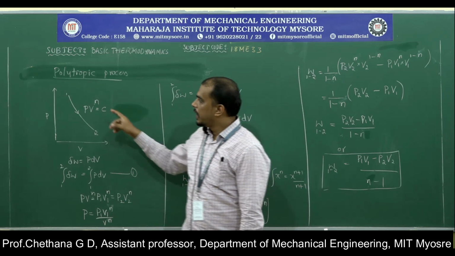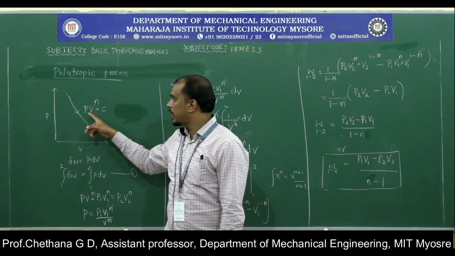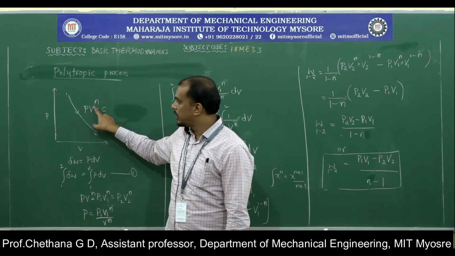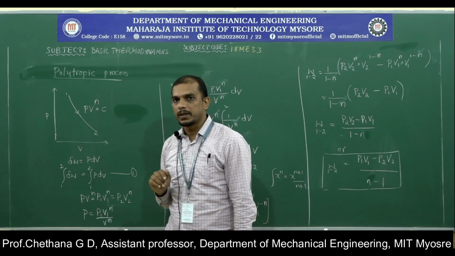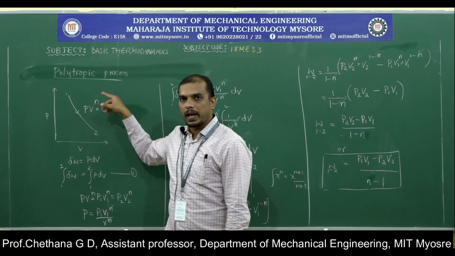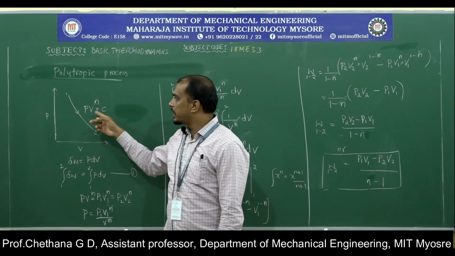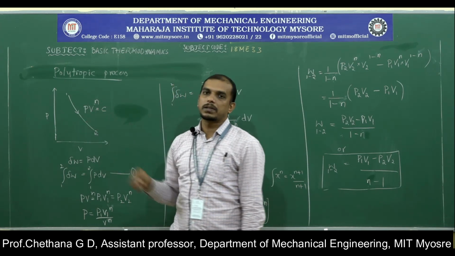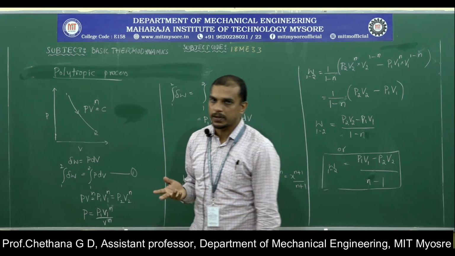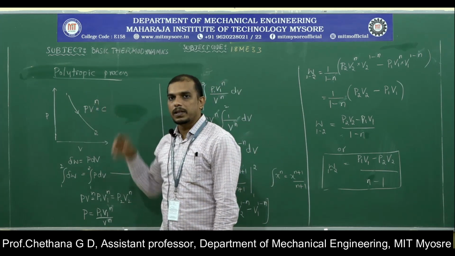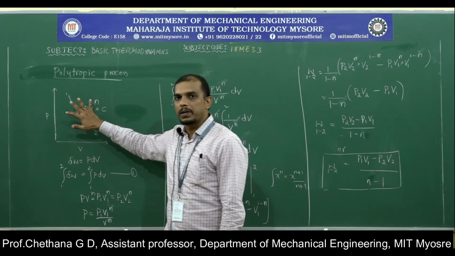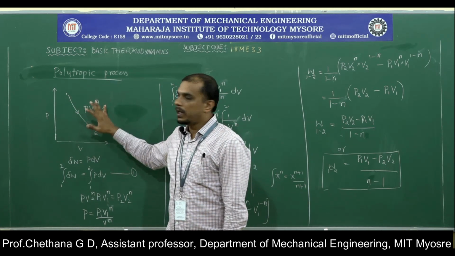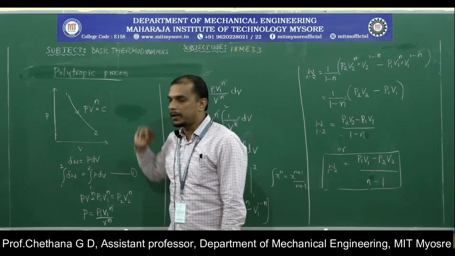For example, if the value of n is equal to 0, then this V term is going to become 1. Then it will be a constant pressure process. Similarly, if the value of n is equal to 1, then it will be PV is equal to constant, or isothermal process. Or if the value of n is equal to gamma, it becomes a reversible adiabatic process. Even though we have drawn a simple curve, purely it depends on the value of n.